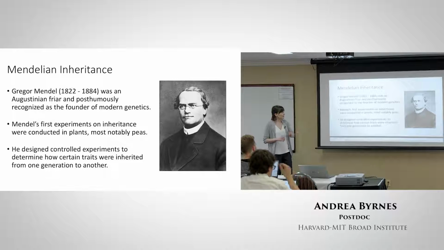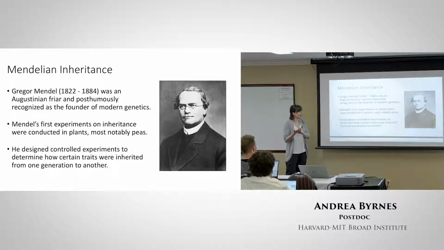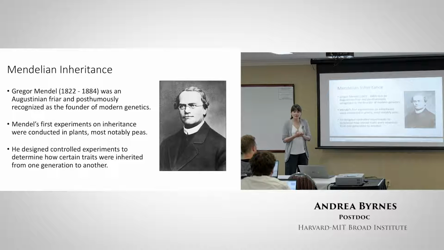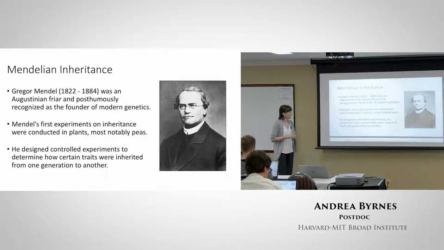So this is Gregor Mendel. He was an Augustinian friar, and he is posthumously recognized as the founder of modern genetics, though notice this date range is well before the discovery of the double helix and DNA. So Mendel's first experiments were on inheritance in plants. You've probably seen lots of pictures with Mendel and pea plants. So whether the peas are round or wrinkly and what color their flowers are. There were a lot of traits like that.